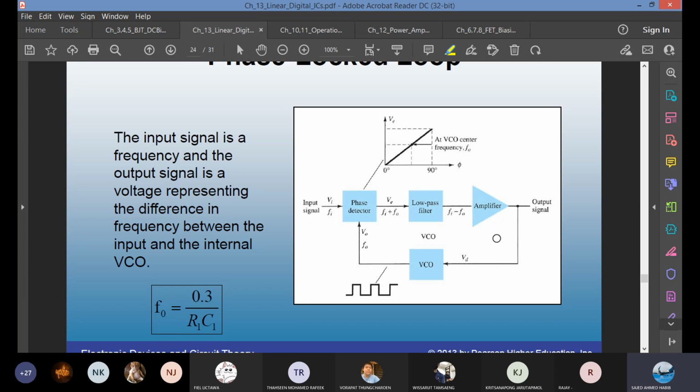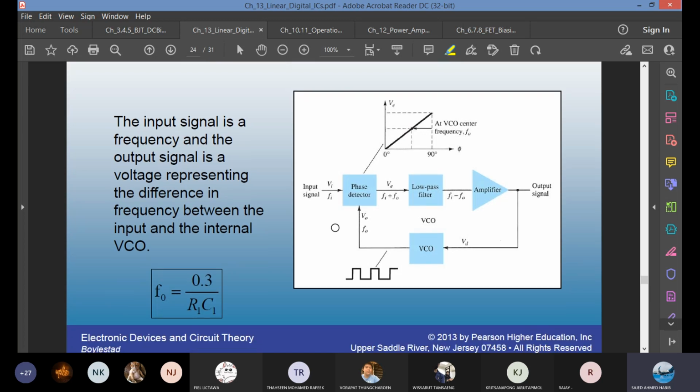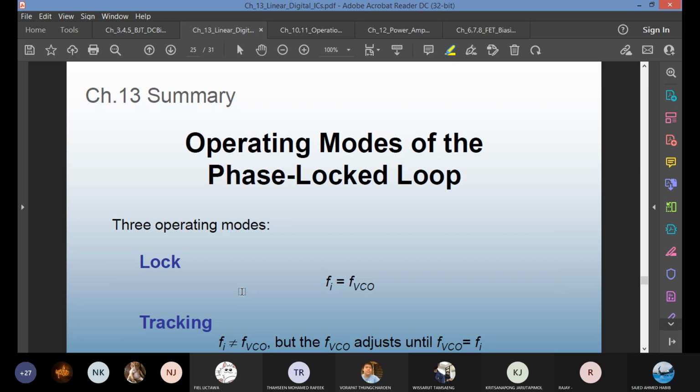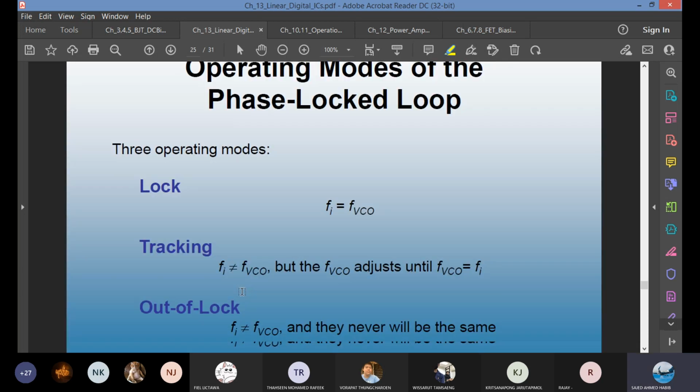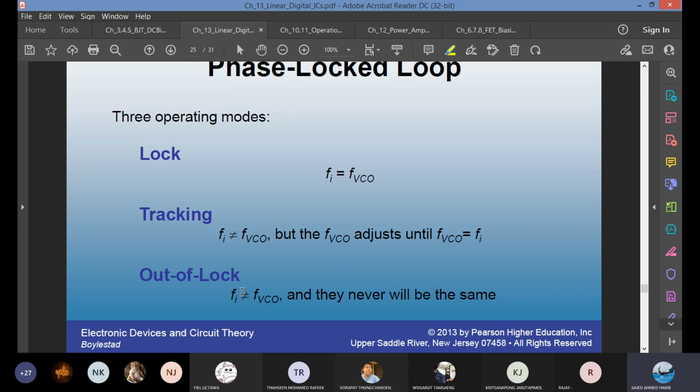The PLL is not a single device. It's like a circuit or a system, which is operating at the frequency 0.3 divided by R1C1. Three modes of PLL I asked in the quiz: lock, tracking, out of lock.